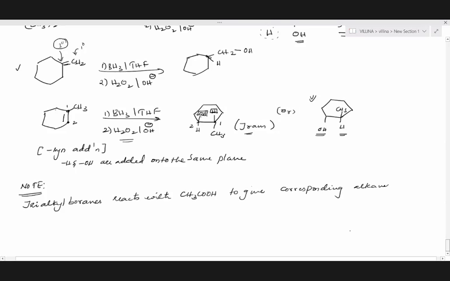That's why you take down this one, where we are specifically writing the added groups OH and H, and they are added on the same side of the plane. That is the syn addition. So that's one more point to be noted down. So here how H and OH are added is specified, right?